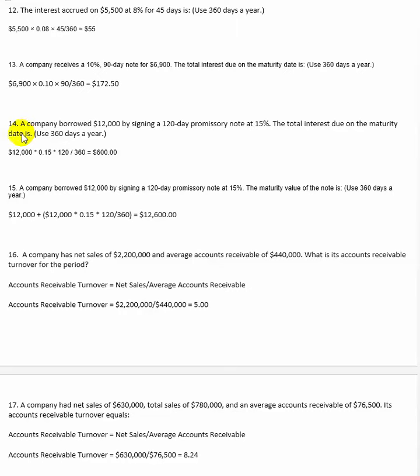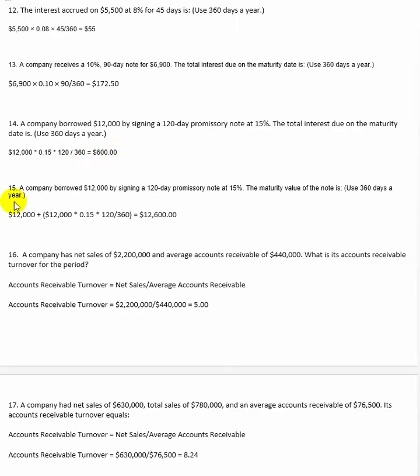Number 14. Company borrowed $12,000 by signing a 120-day promissory note at 15%. The total interest due on the maturity date is 12,000 times 0.15 times 120 over 360, $600.